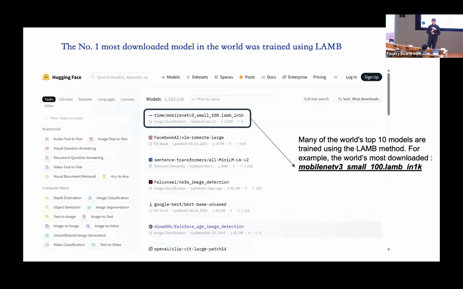And also, according to Hugging Face, the most downloaded AI model by June of this year was Facebook's MobileNet V3, the most popular model in the world. This model was also trained by my LAMB algorithm, right?